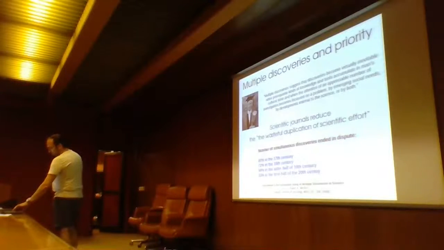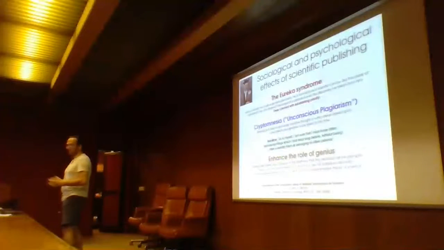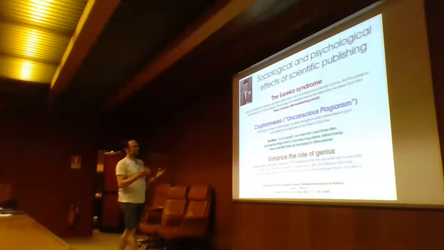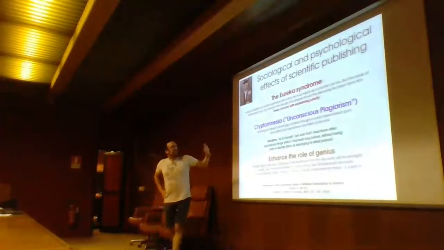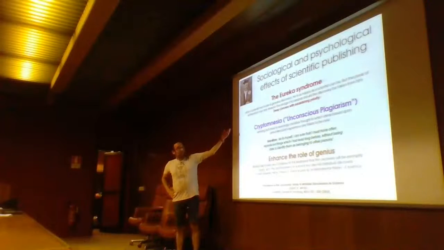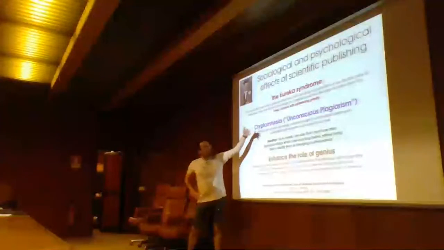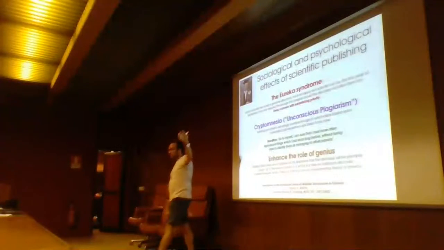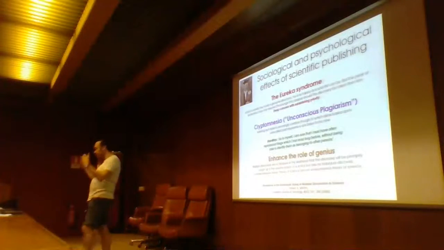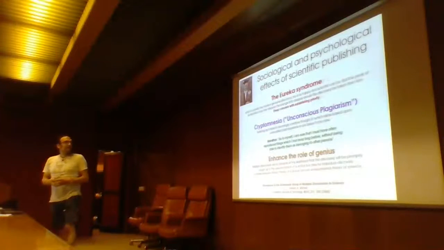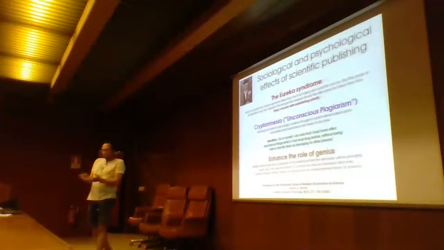He also studied the psychological and sociological effects of this. For example, he said that all scientists have this Eureka syndrome, a deep concern with establishing priority. You have to be sure that you are the first to have done something. And that's something that journals helped to do.